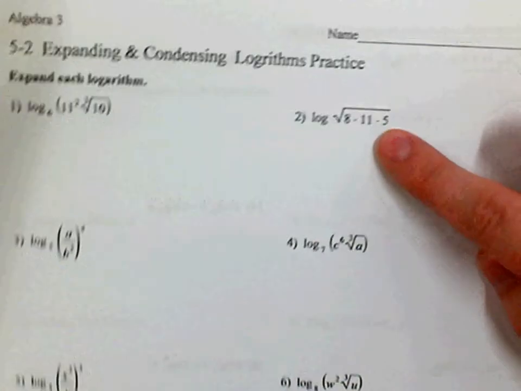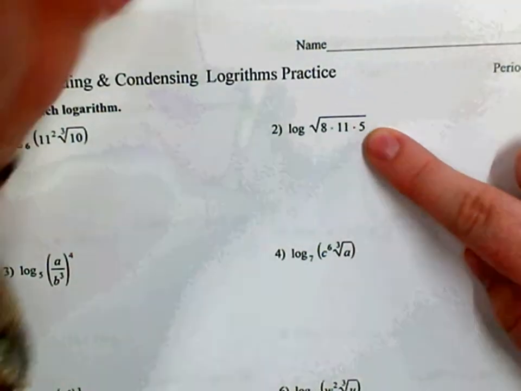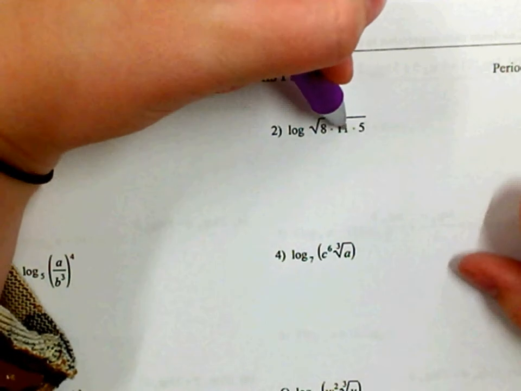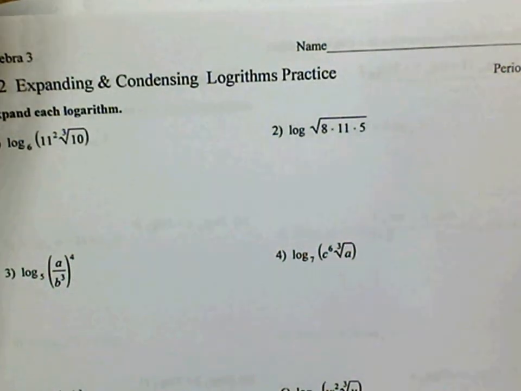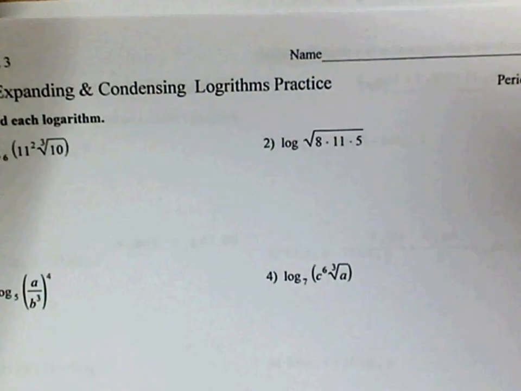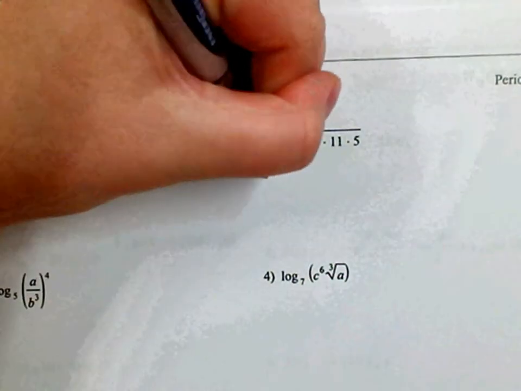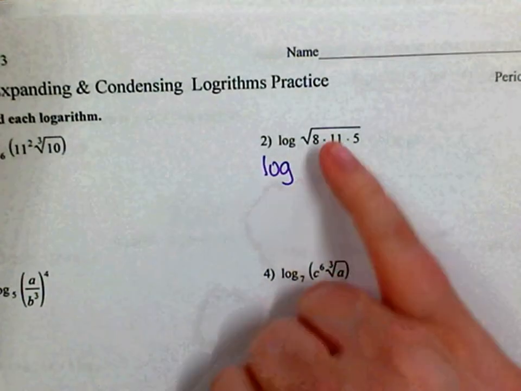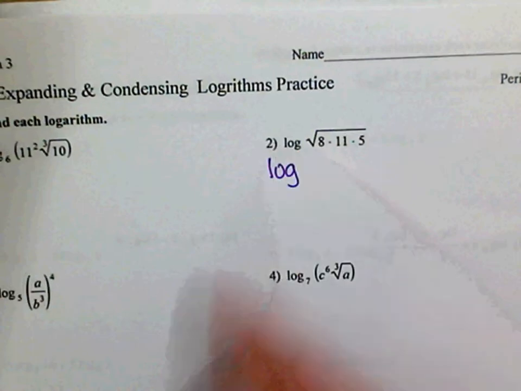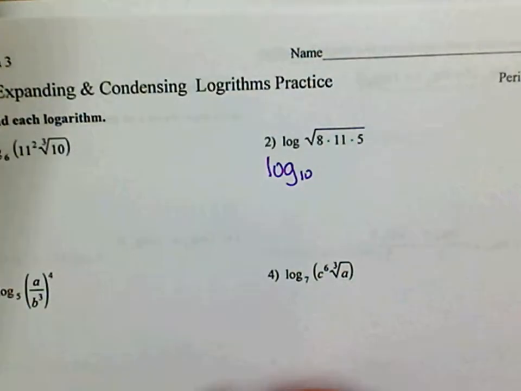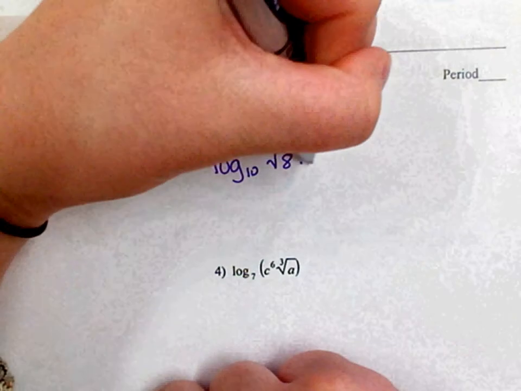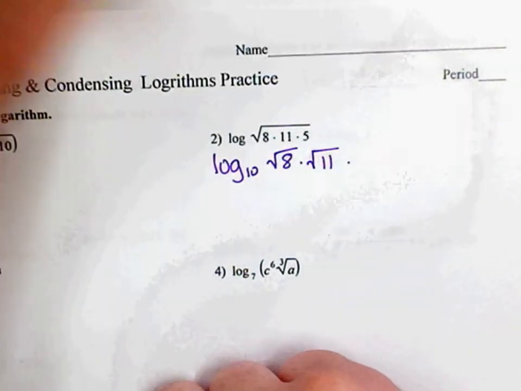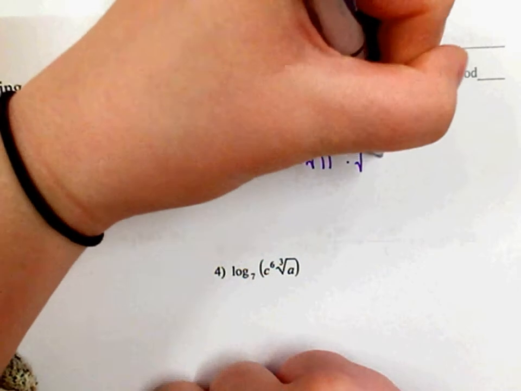Now up here on number 2, do you notice how my 8, my 11, and my 5 are all under the square root? This means that the square root applies to all of them. So I could rewrite this as log, and remember, if there's not a number right there, it's implied that it's a 10. So it's log base 10 of the square root of 8 times the square root of 11 times the square root of 5.